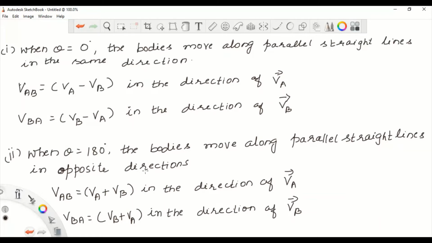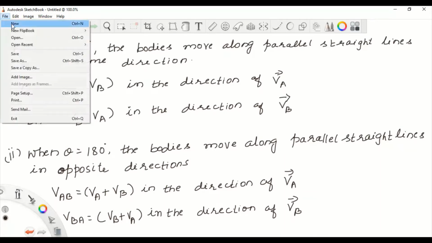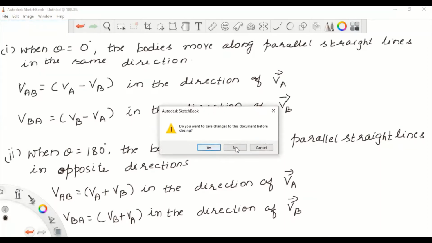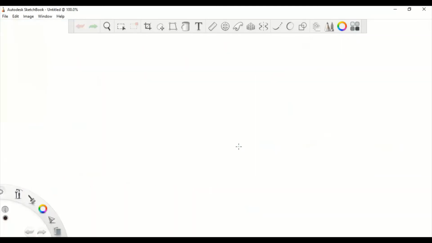Okay. So now let's see what will happen if the two bodies are moving at right angles to each other. That is, the value of theta is equal to 90 degree. So this is the last special case. So far we discussed theta is equal to 0 degree and theta is equal to 180 degree. So the third special case is when theta is equal to 90 degree. So what will happen then?